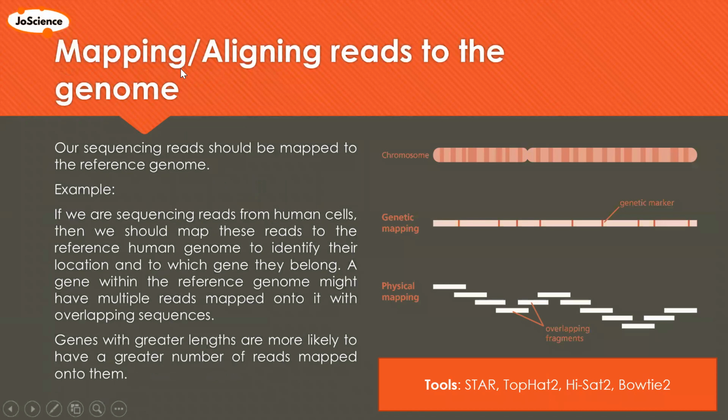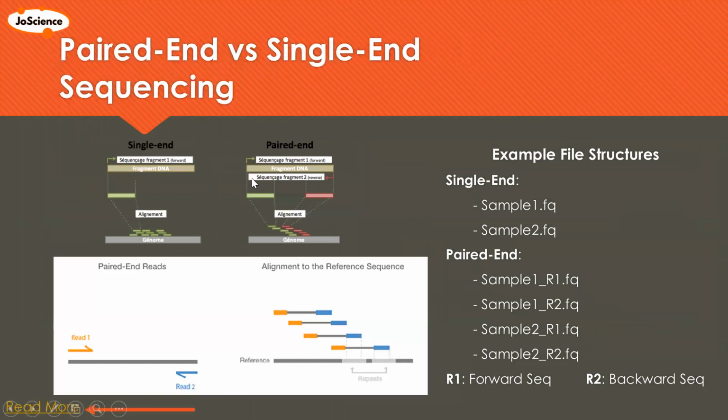We have talked about mapping and aligning the reads into the genome. Any fragments that we have sequenced must be mapped into genes within the reference genome. And we have said that we have two types of alignment or sequencing: paired-end sequencing versus single-end sequencing. During paired-end sequencing, we have a fragment that is divided into two ends. One end is sequenced in the forward direction, and the other end is sequenced in the backward direction.